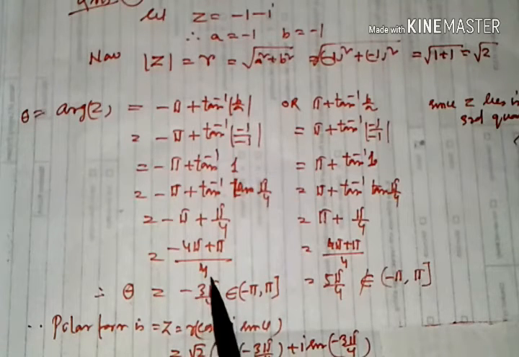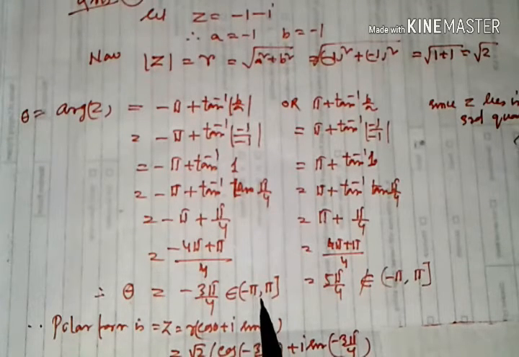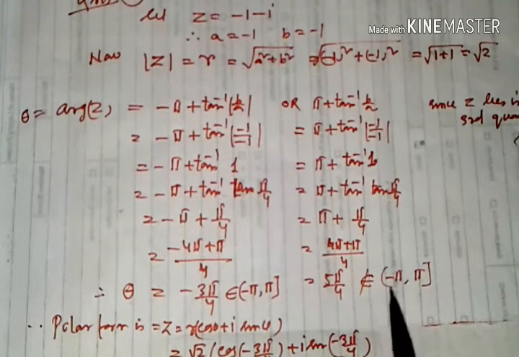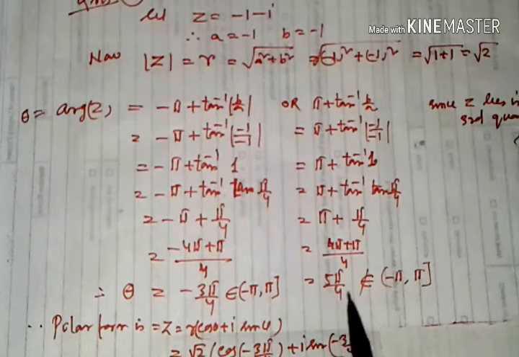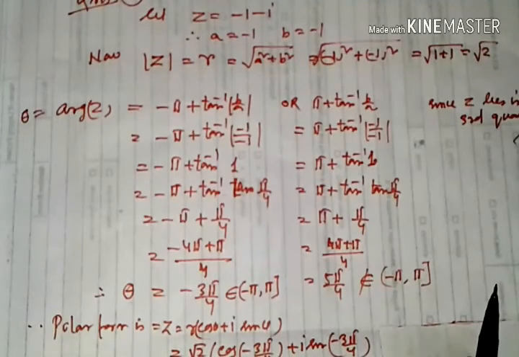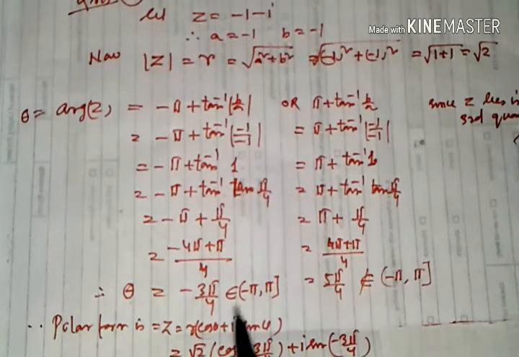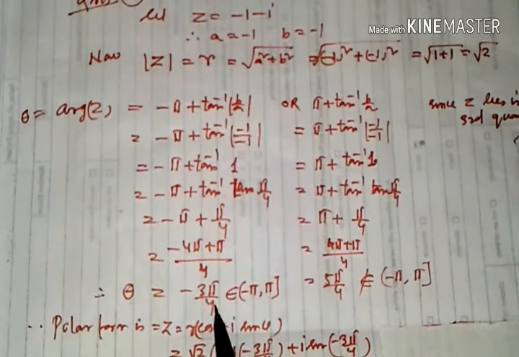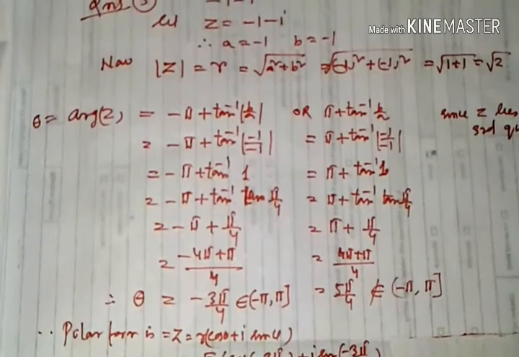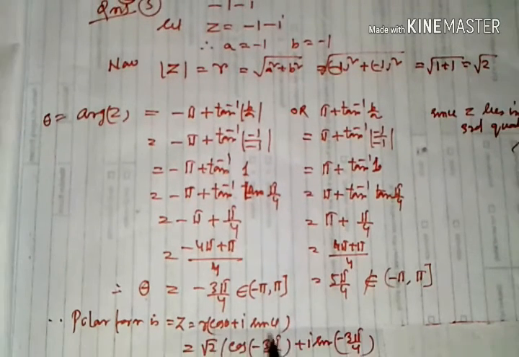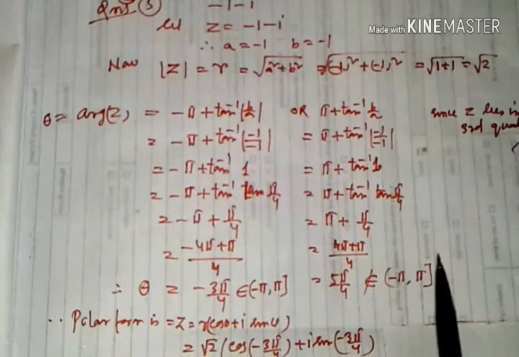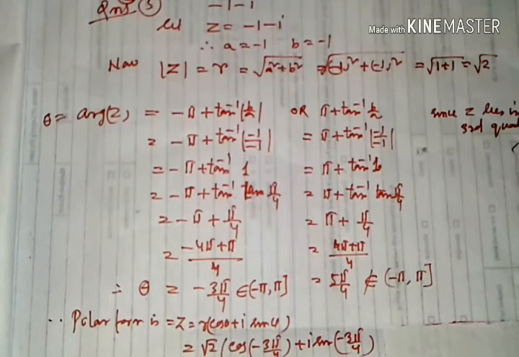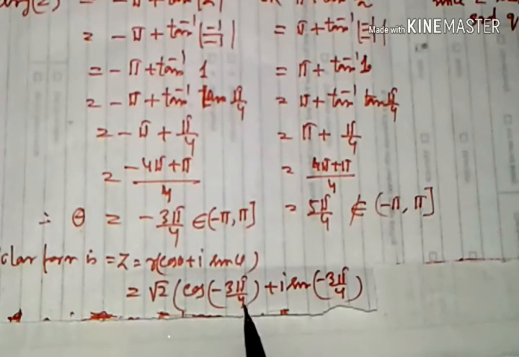But minus 3 pi by 4 belongs to minus pi to plus pi. 5 pi by 4 does not belong to this, as it is above 180 degrees. Therefore, we take this as the argument. For the polar form, z is equal to r cos theta plus i sin theta. R means modulus of the complex number, root 2, and theta is the argument. That is, we take root 2 times cos minus 3 pi by 4 plus i sin minus 3 pi by 4.